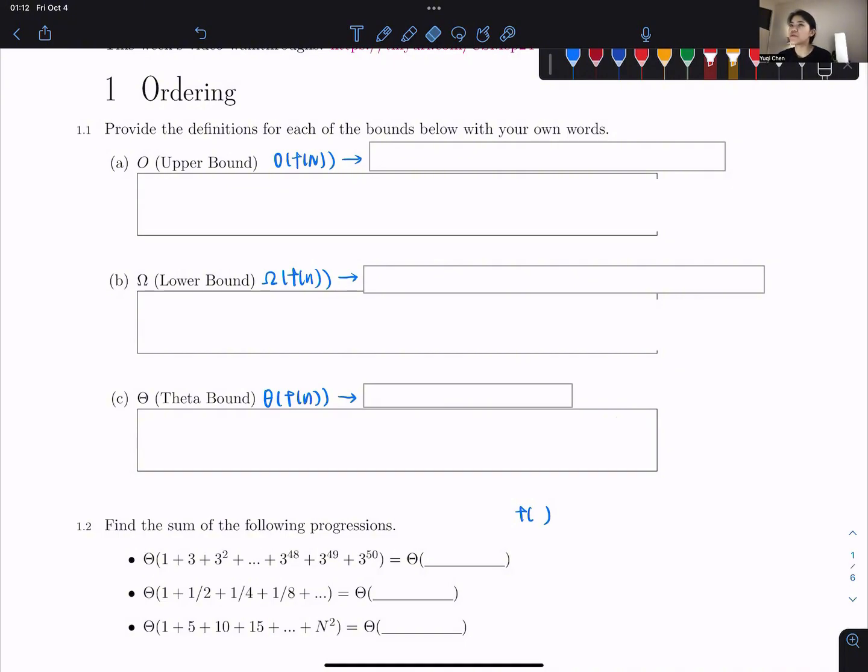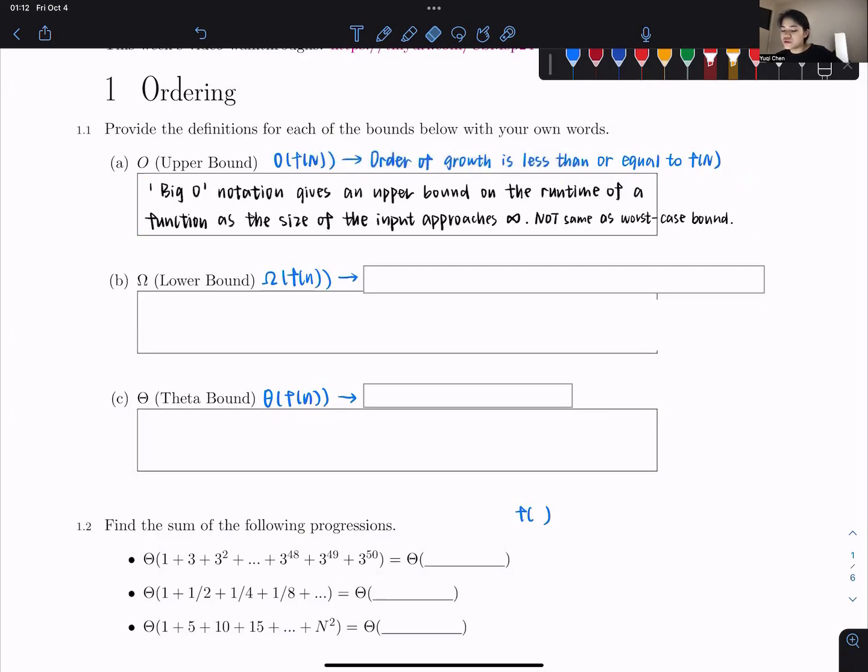Big O notation provides an upper bound on the runtime of a function as the input size approaches infinity. So if we have a function f(n), the order of growth will be less than or equal to f(n). So big O notation gives an upper bound on the runtime of a function as the size of the input approaches infinity.